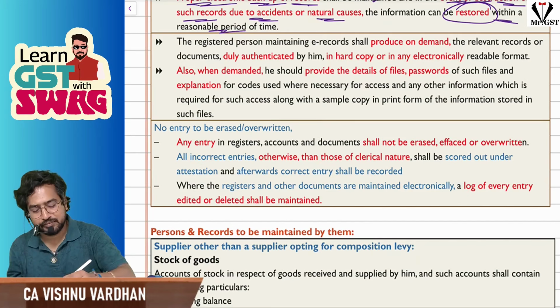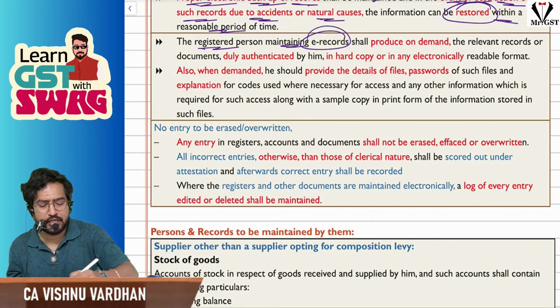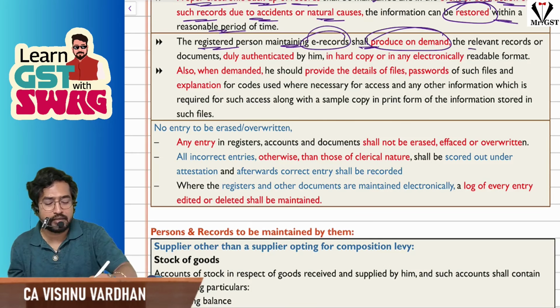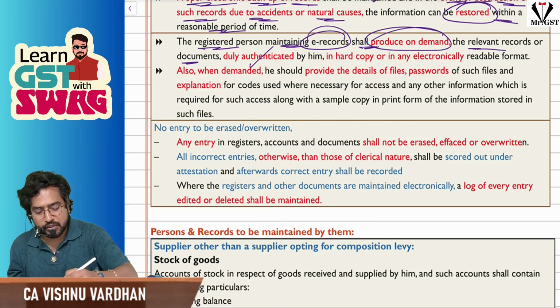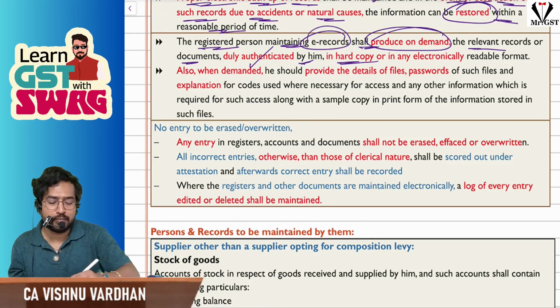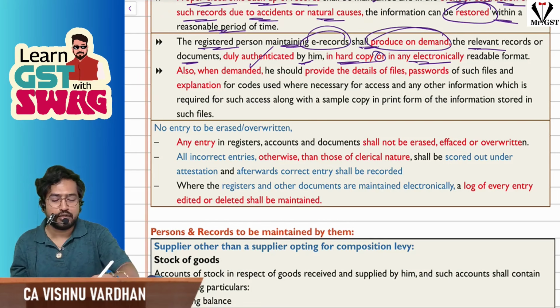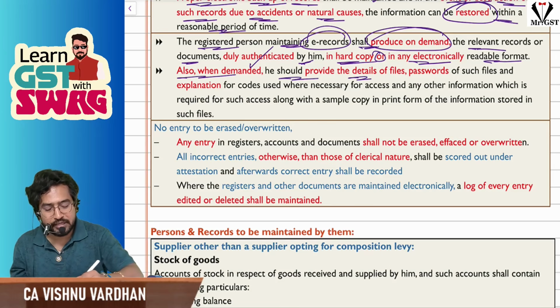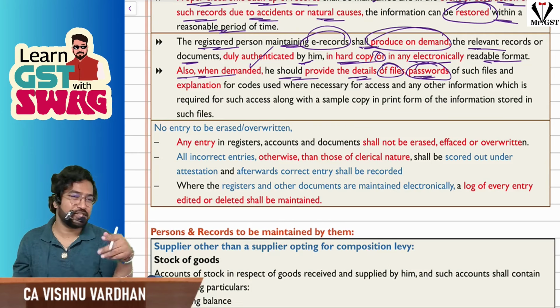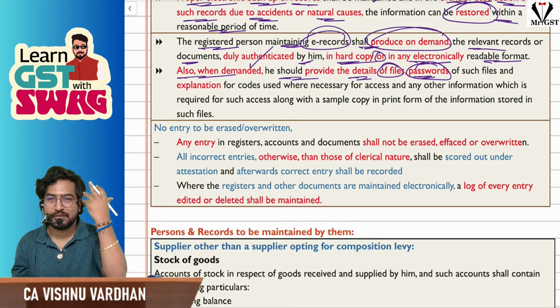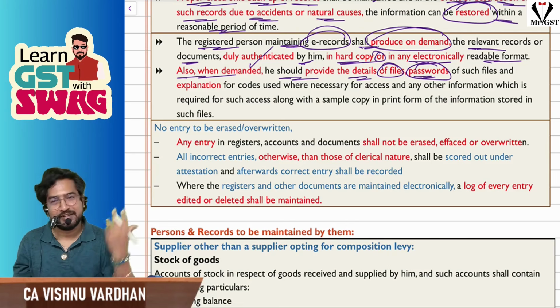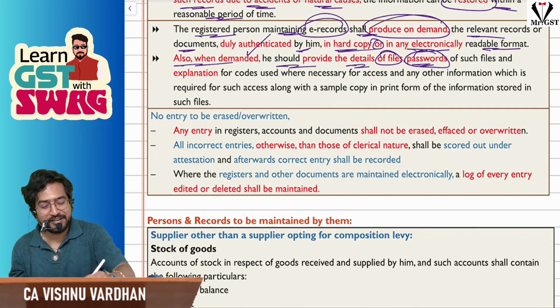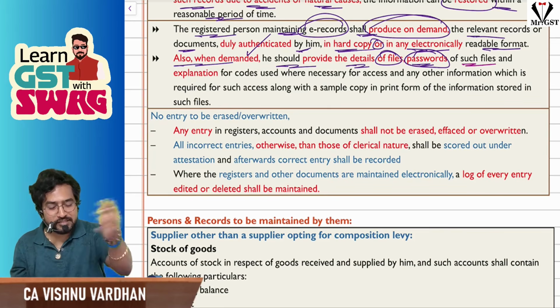What is the next one? A registered person maintaining e-records shall produce on demand the relevant records or documents duly authenticated by him in hard copy or in electronic copy, in readable format. Also, when demanded, he should provide the details of the files. This is the most challenging task. Clear? You should not keep it as your own password memories and all. Okay, right? Something like that.